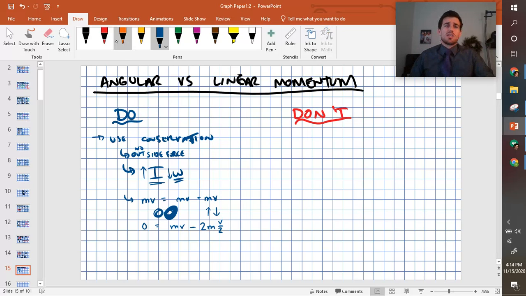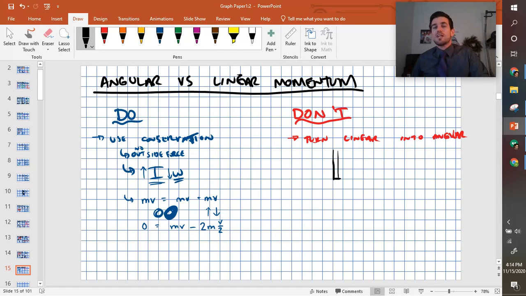But what I don't want you guys to do, and this is the biggest no-no of this entire concept, is don't turn linear into angular. Linear momentum can never turn into angular momentum. You'll see this problem, and I'll talk about it a lot. There's a homework problem that you guys are going to do tonight on it, where I have some kind of long object with a small object moving towards it, and it hits like the end, and that's going to apply a torque during the collision.